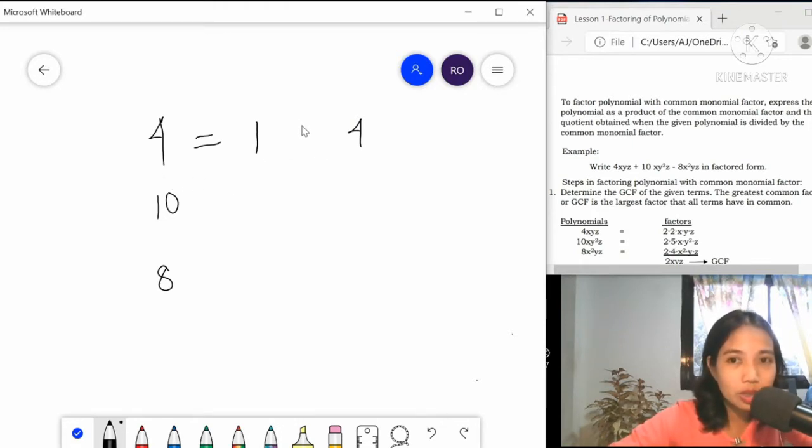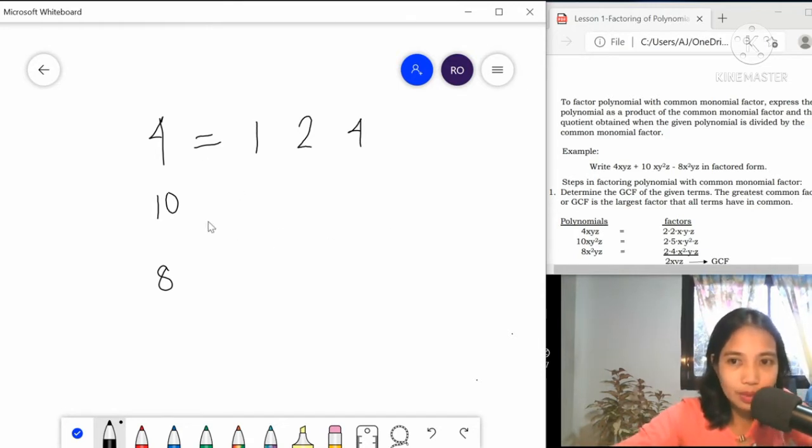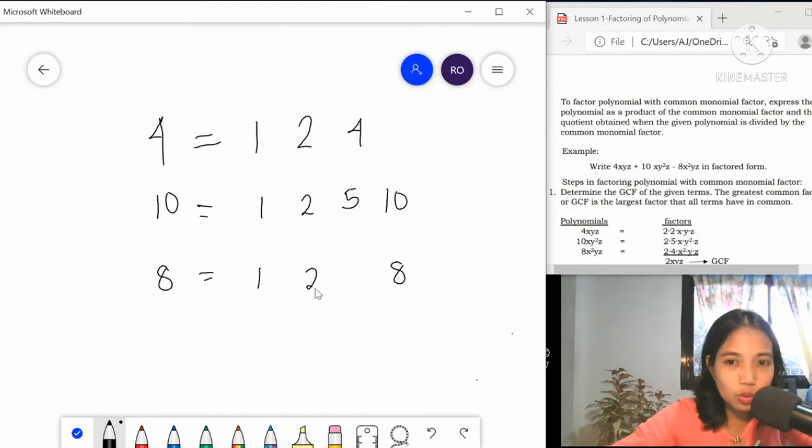Then another one is 2. 2 times 2 is equal to 4. But there's no need to write here 2 times 2, because we are just getting the factors. It's better that we write the factors in increasing order. So the factors of 10 are, we can multiply 1 times 10, that is equal to 10, or we can also multiply 2 times 5, that is equal to 10. The factors of 8 are 1 times 8 and 2 times 4. 2 times 4 is also equal to 8.